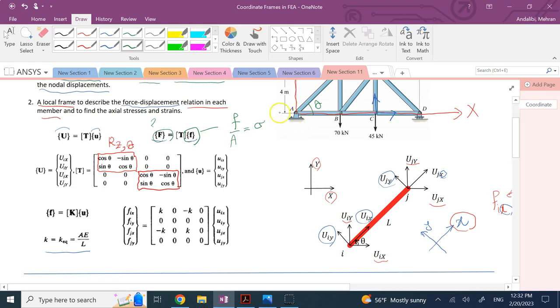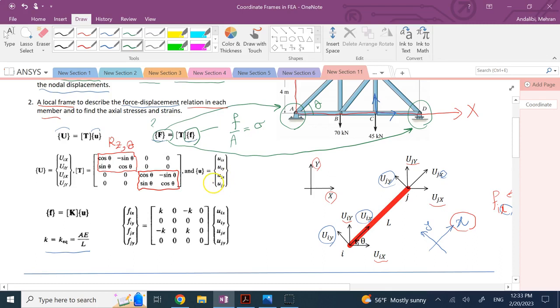It's good when we are talking about the reactions at these nodes, and we want to find the reactions at these nodes. That's a global F, that Fx and Fy can be very good to determine the unknown reactions. But the small f's are good for what? For basically finding the stress in each member.